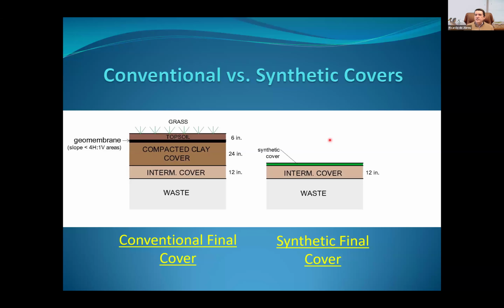So let's discuss now the difference between the conventional and synthetic cover. For the conventional final cover, you have your waste, you deposit waste, and you have your layer of intermediate cover, 12 inches, 1 foot, which is about 30 centimeters.